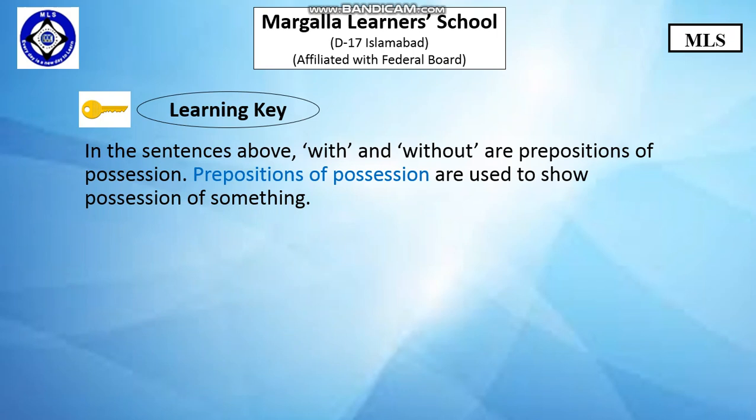For example, in the second picture, it was written that my father has a bike with a red seat. So, a red seat here belongs to a bike and it is connected with the preposition of possession with.